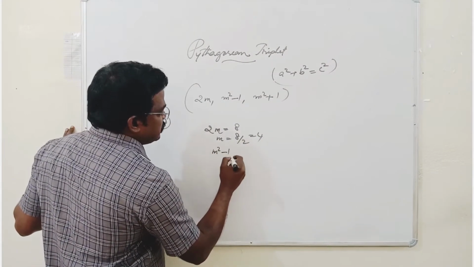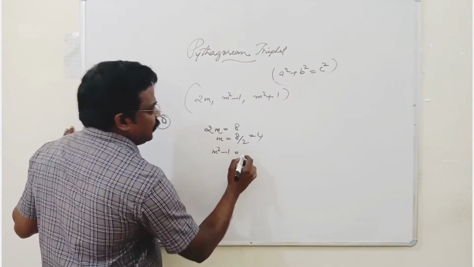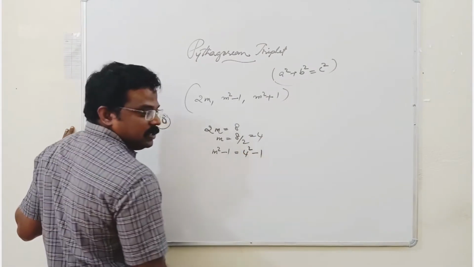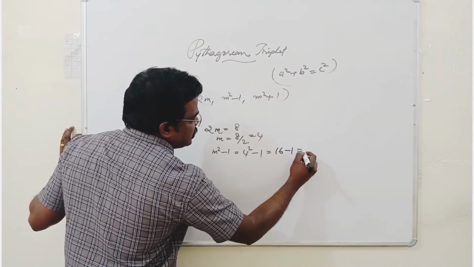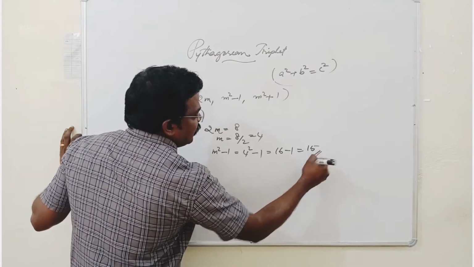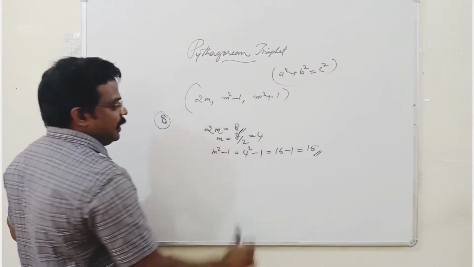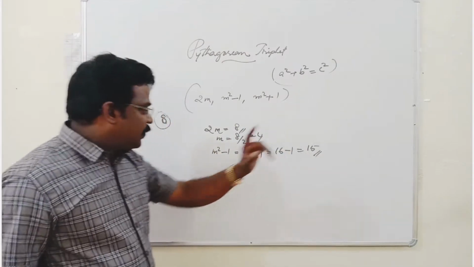M square minus 1, that is m is 4. 4 square minus 1 equals what? 16 minus 1 is 15. Here we got the second number. First number was 8, second number is 15.